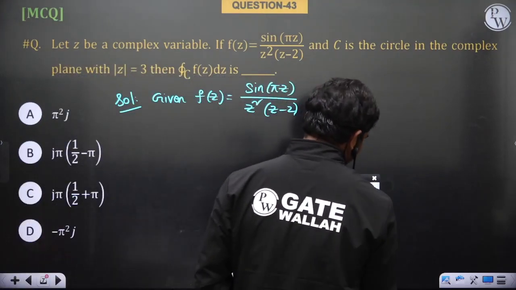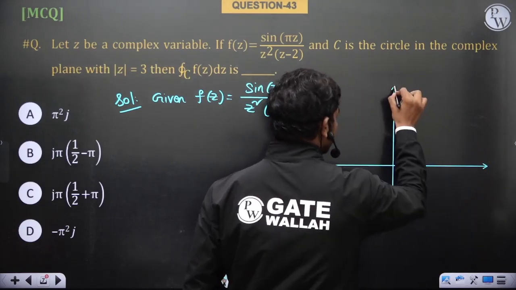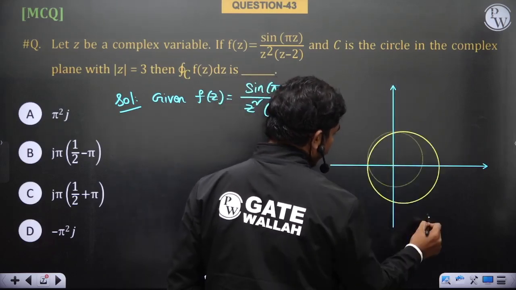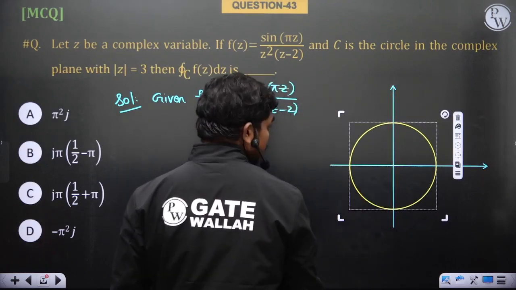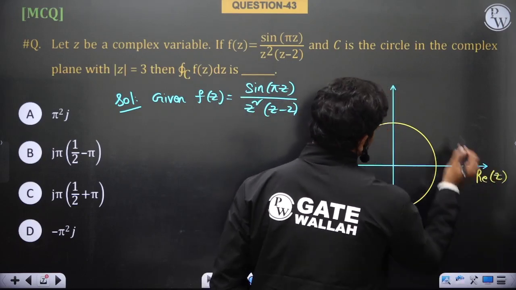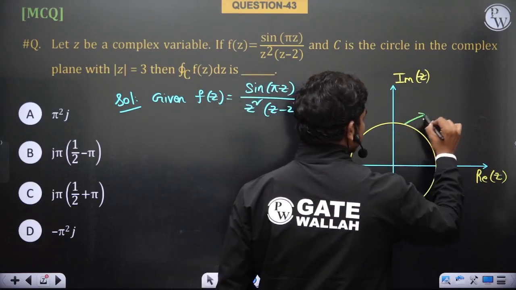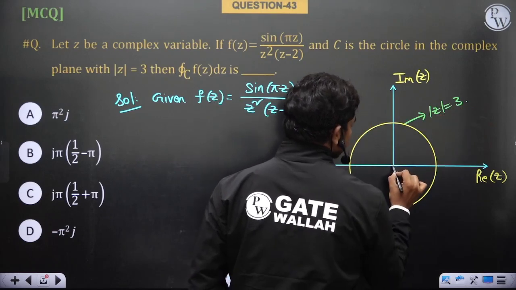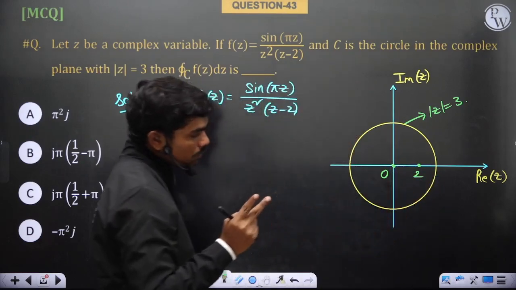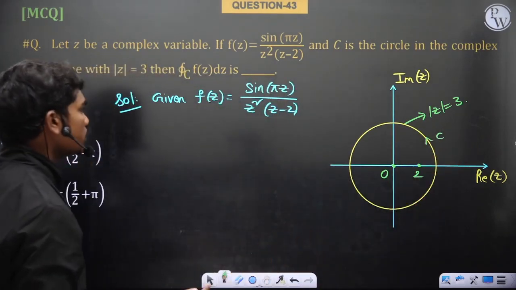Fine. So you have the cycle in the complex plane with mod z is equal to 3, of course. So this is mod z is equal to 3. This is 0 ultimately, and z minus 2, so 2 is somewhere here. So both the points are lying inside the path, and we'll evaluate it in the counterclockwise sense, because nothing is mentioned, so we can take it by default.